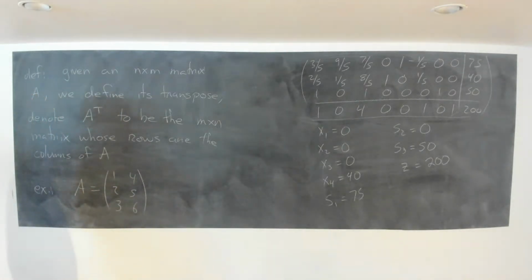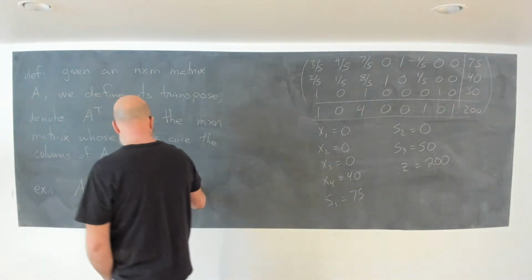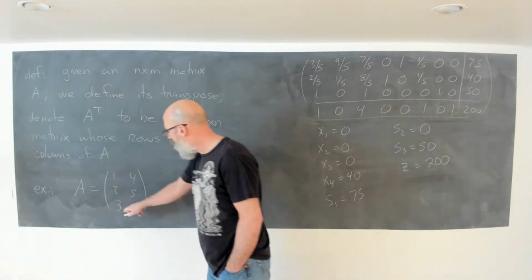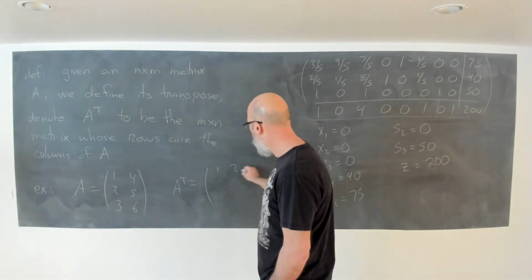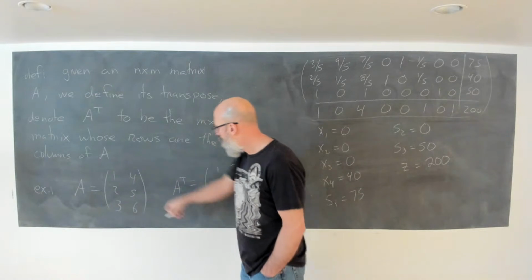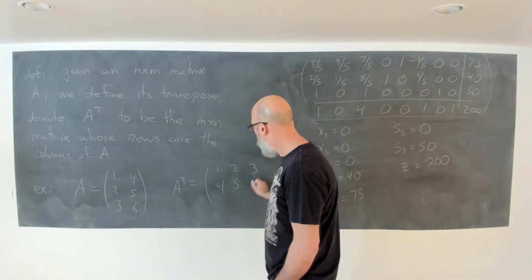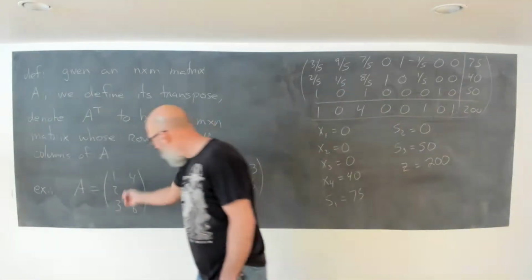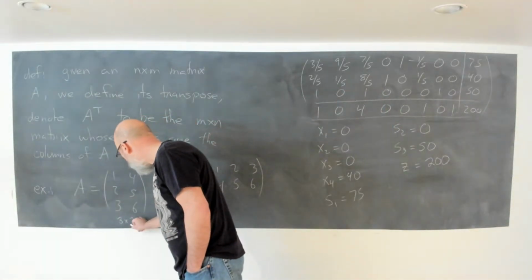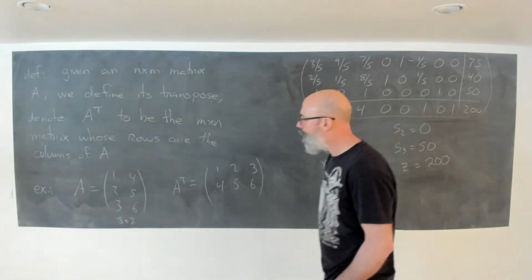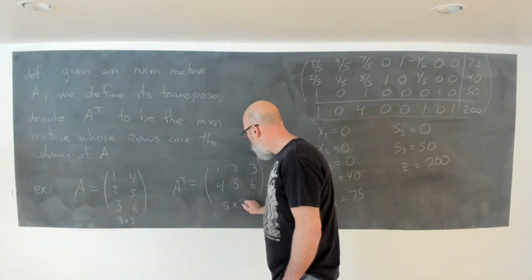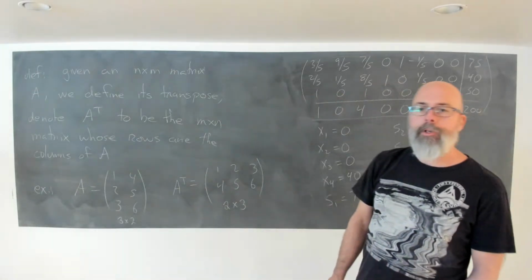If you have A like this, the transpose: the first column becomes the first row. The second column becomes the second row. This used to be a 3 by 2, well, not used to be, it's still a 3 by 2 matrix. Its transpose is a 2 by 3 matrix.